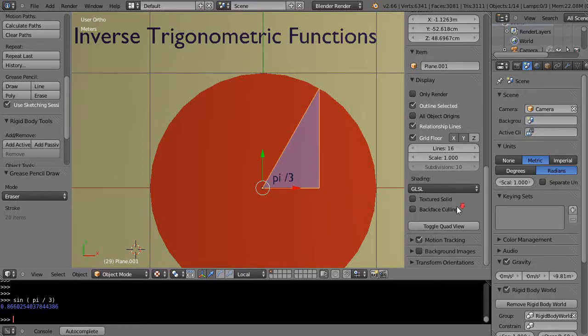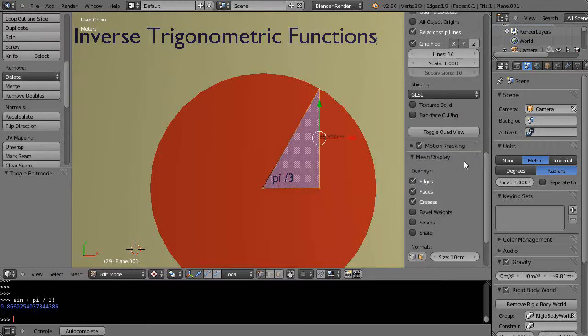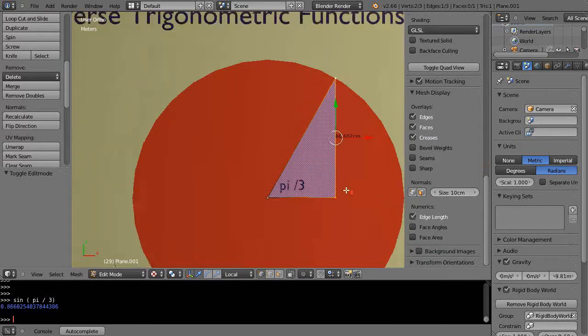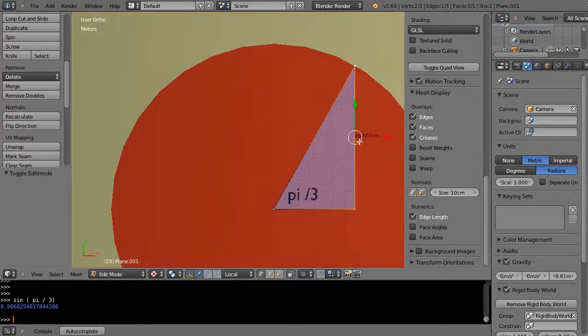Let's verify that in edit mode. Come down here and we'll look at the edge length. Let me see if we can see it. Well, there it is. It says 86.602 centimeters. So if I didn't have my metrics on, if I had none, there it is, 0.866. I'm leaving it in metric mode because it's really important to have units of measurement, at least for me. Maybe not for you, but for me it's absolutely critical.